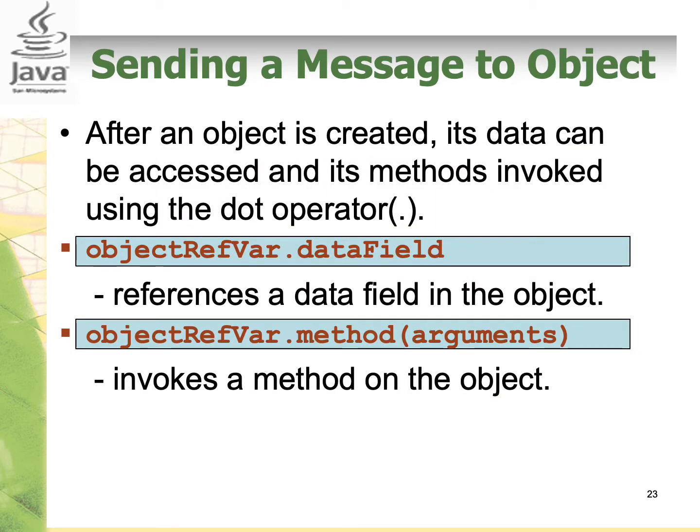Now we know how to declare and create an object. After an object is created, its data can be accessed and its methods invoked using the dot operator. For example, by writing object reference variable .data field to access the data field in the object. And to invoke a method, we can write object reference variable .method, which depends on what type of method we are invoking.